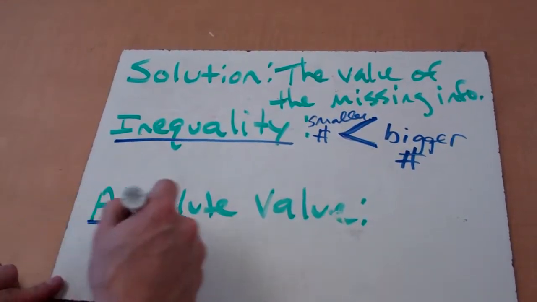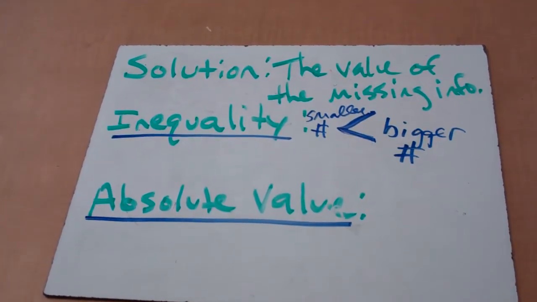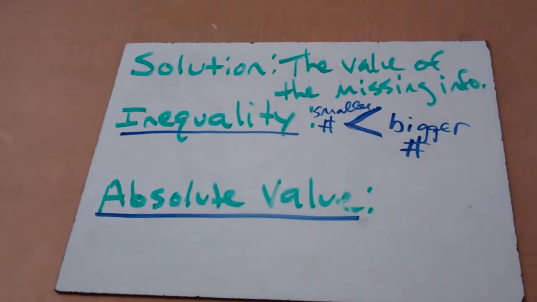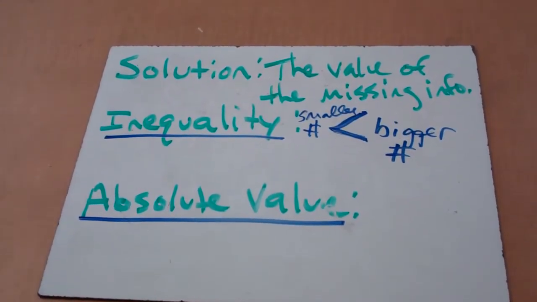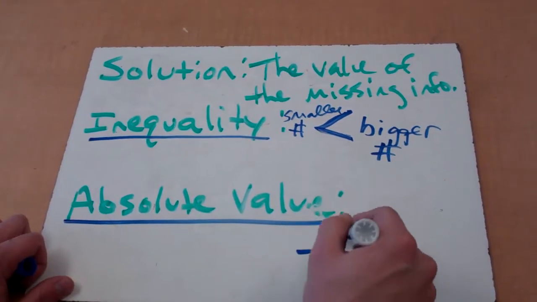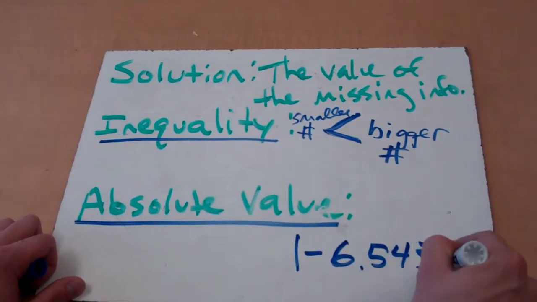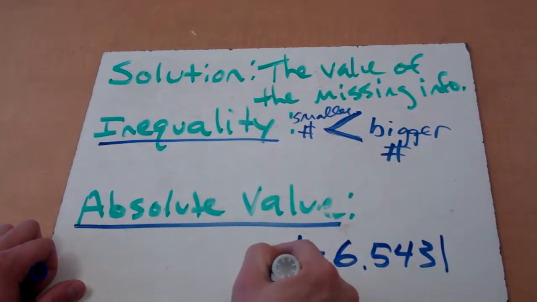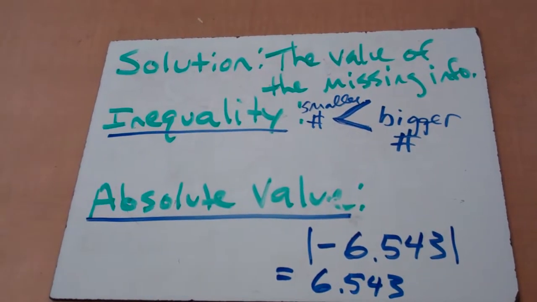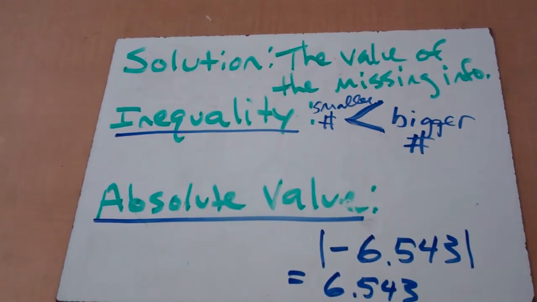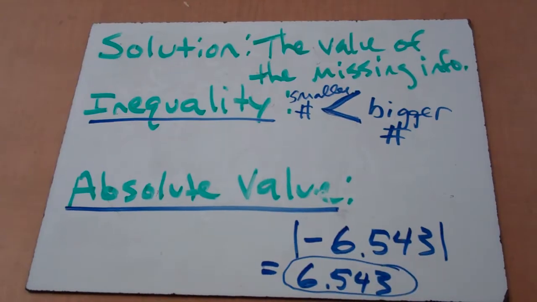Also, we want to know what it means for absolute value. When you're absolutely certain, that means you're positive about it, right? You're positive you're right. Well, absolute value in math just means the number is always positive. So if we get something like negative 6.543, if we take the absolute value of that number, it's just the positive number, 6.543. The absolute value measures the distance the number is from 0 on a number line, and distance is always positive.